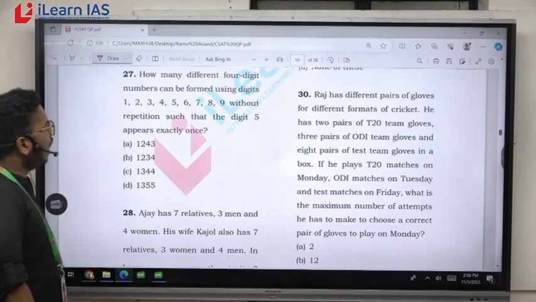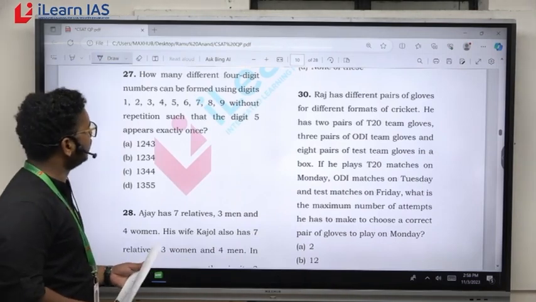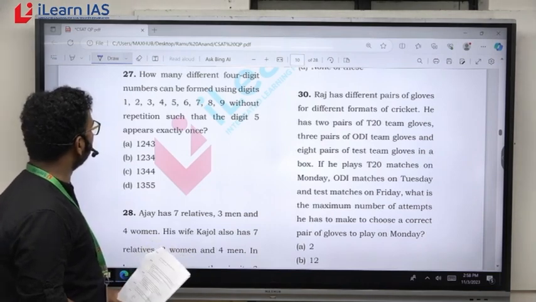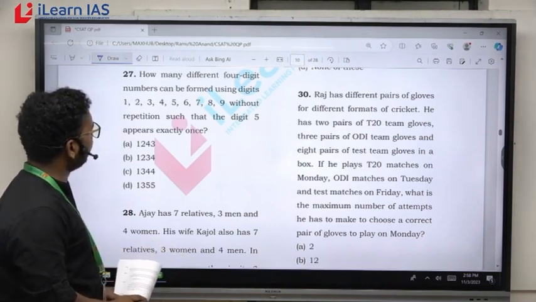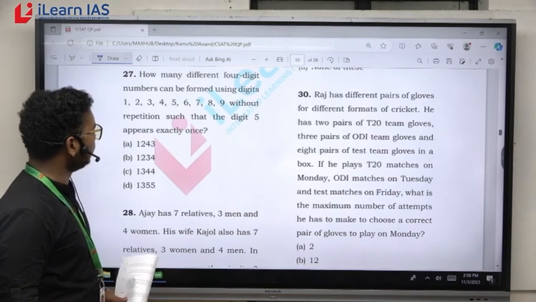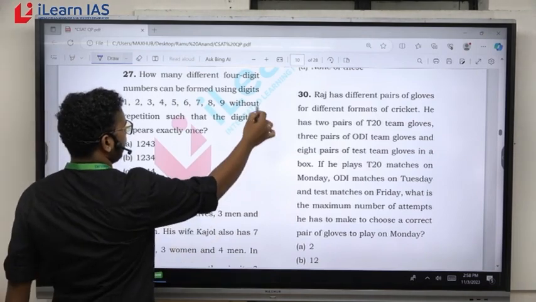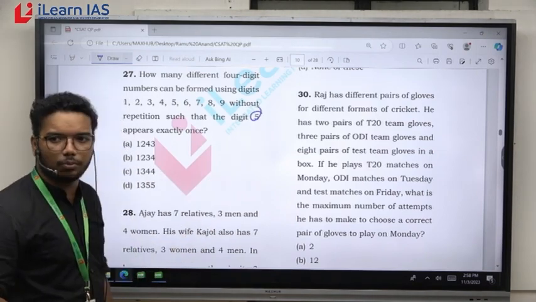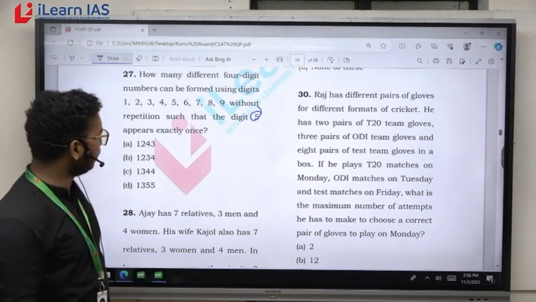27. How many different 4-digit numbers can be formed using the digits 1, 2, 3, 4, 5, 6, 7, 8, 9 without repetition such that digit 5 appears exactly once? Digit 5 appears exactly once.